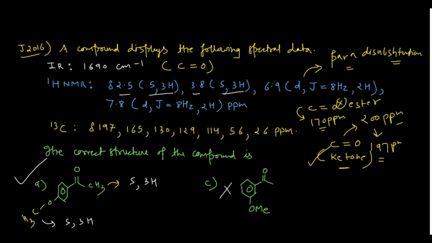Here, this methyl group is directly linked with oxygen, which is highly electronegative. So it causes deshielding. When deshielding occurs, your signal goes downfield. Downfield signal means higher ppm value. So this signal would resonate around 3.8 ppm. Of course, the other would be upfield, that means 2.5 ppm. This is one way, right?